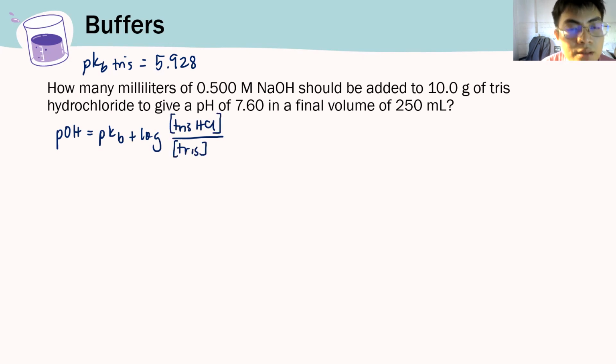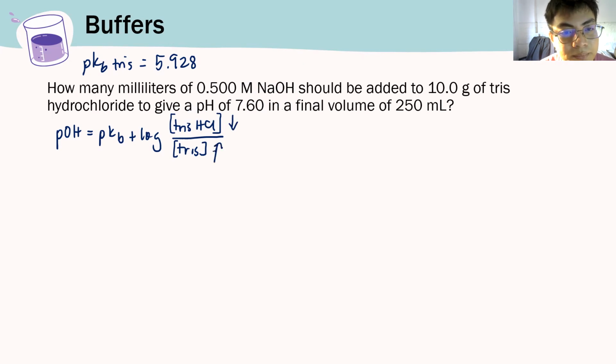Okay? So again, you don't have this. You only have Tris HCl, but you will add NaOH. No? So, what will happen? When you add NaOH, your conjugate acid will be converted again to the base. So the acid will decrease, because you are adding a base.